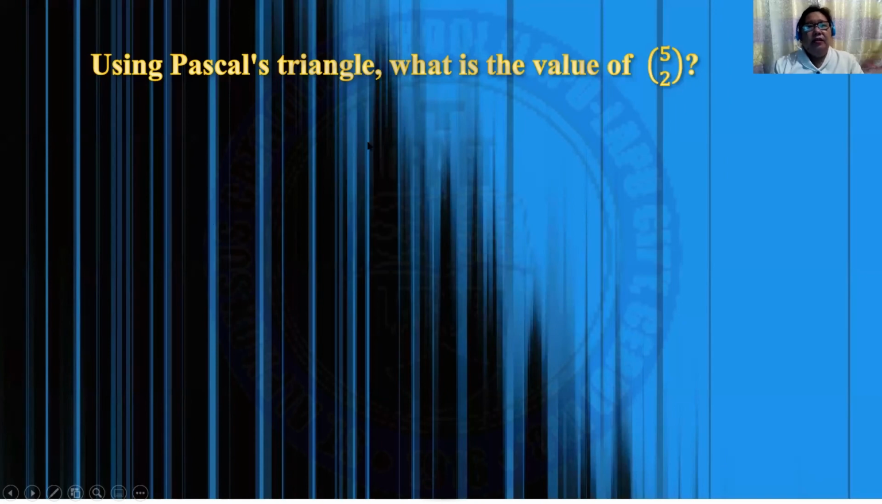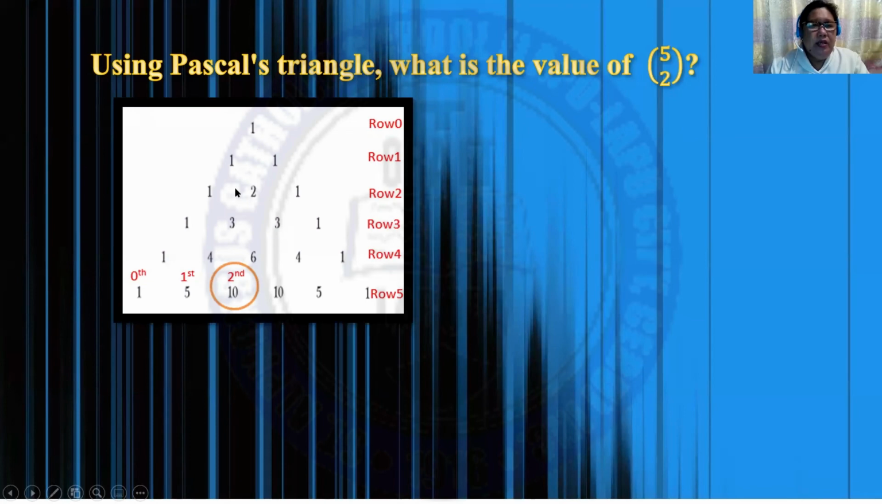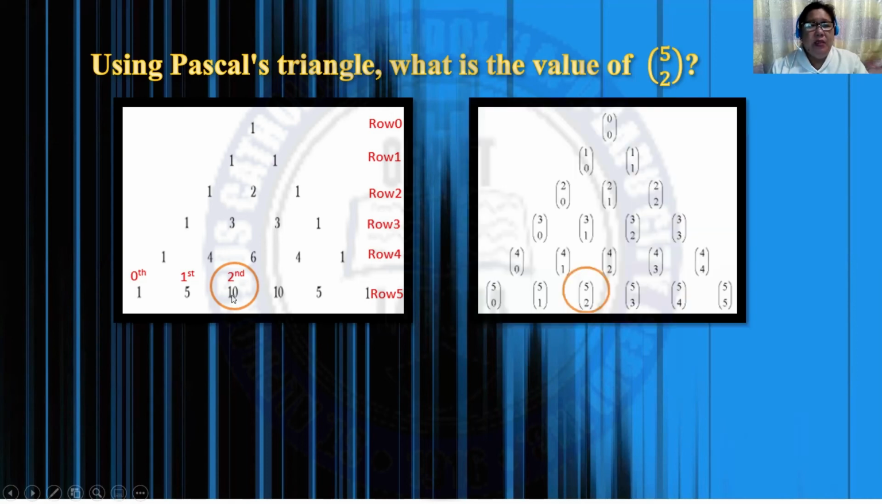Using the Pascal triangle, what is the value of 5 choose 2? So using the Pascal triangle, this is row 0, row 1, row 2 until row 5. This first one is the 0th element, first element, and the second element. So this will mean you have the 5th row and then choose the second element. And this is equivalent to 10. So 5 choose 2, this part is simply equivalent to 10.